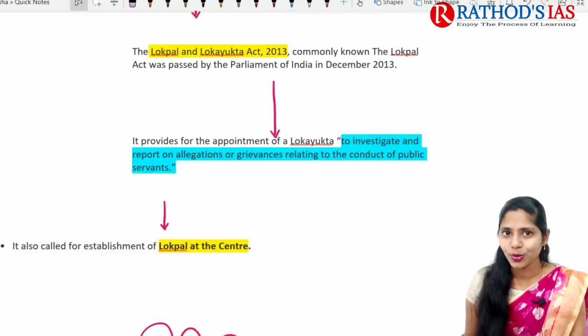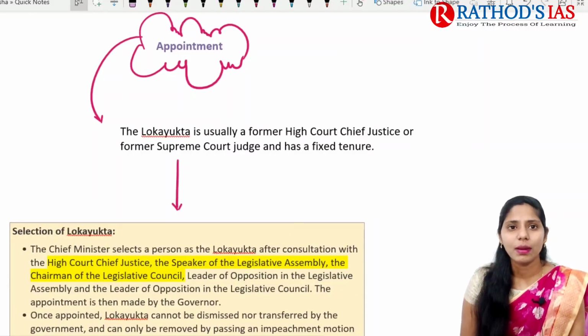And at the center we have the Lokpals. So we are talking about appointment.